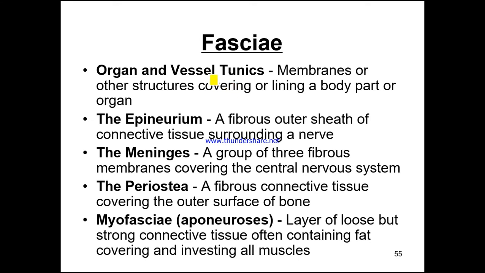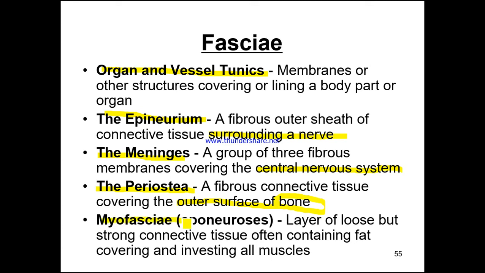Fascia, organ and vessel tunics: membranes or other structures covering or lining other parts, lining a body part or organ. Epineurium, a fibrous outer sheath of connective tissue surrounding a nerve. The meninges, a group of three fibrous membranes covering the central nervous system. I'm just highlighting these because they are the most important. The periostea, a fibrous connective tissue covering the outer surface of bone.